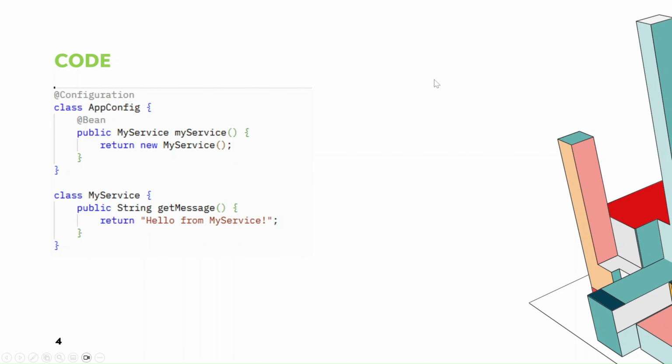So let's look at the code. We have two classes, AppConfig and MyService. MyService has getMessage, which returns a string. And if you look at AppConfig, it has a method myService that is returning a MyService object. I configured it as @Bean, which means that MyService will be considered as a bean. The Spring container will create an object and make it available for us. And I configured the class AppConfig as @Configuration.